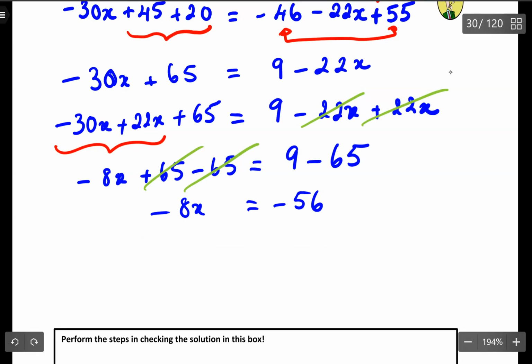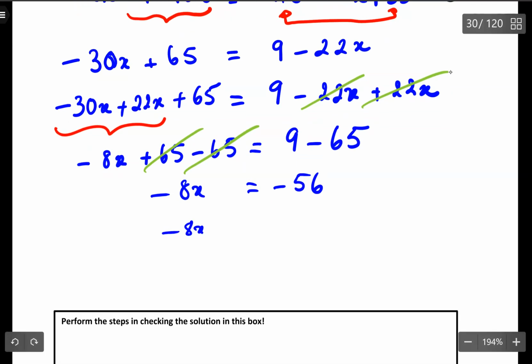So now you have a very simple linear equation to solve. And you know what to do. You divide both sides by negative 8.